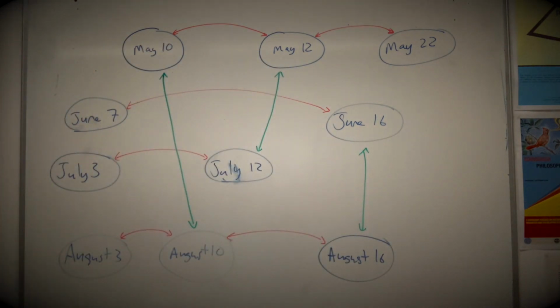If he was told 3, then for all he knows it would be July 3 or August 3. So we keep going like that. What other numbers could he have been told? Well, he could have been told 7.